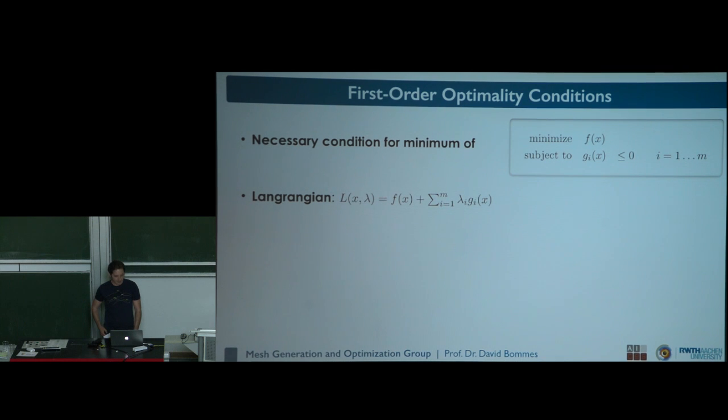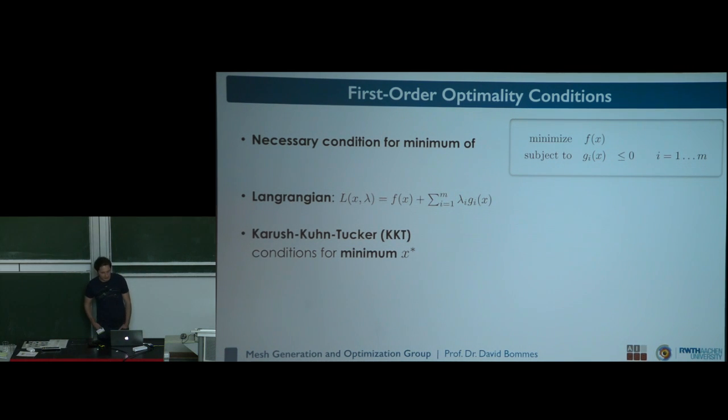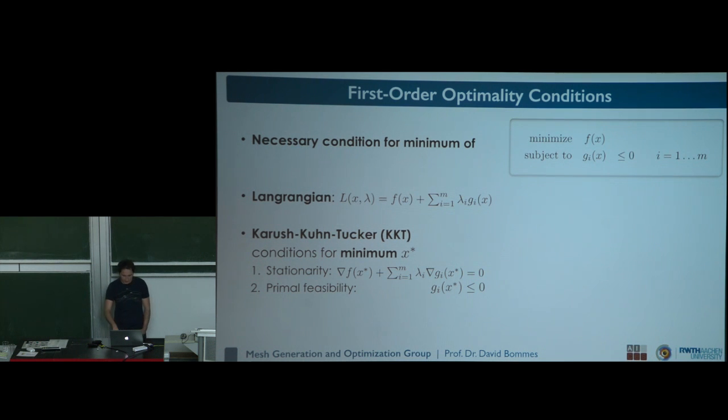These optimality conditions are based on the so-called Lagrangian function, where you take the objective function and sum up all the constraint functions multiplied by additional variables lambda_i, which are called Lagrange multipliers. For this Lagrange function, we can formulate the optimality conditions for a minimum x star. These are called KKT or Karush-Kuhn-Tucker conditions. I will first just list them and then explain what they mean geometrically. The first one is called stationarity. You compute the gradient of your Lagrangian with respect to x, and this gradient has to vanish. The second one is primal feasibility, which simply means that all your constraints need to be satisfied.